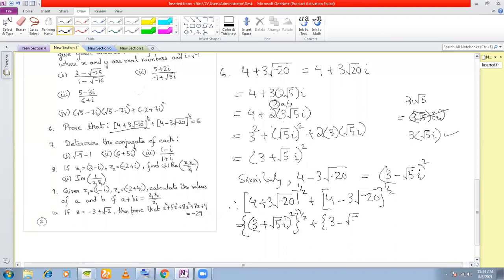3 minus root 5i, which is square, to the power of half. So this becomes 3 plus root 5i plus 3 minus root 5i. So here root 5i will cancel. Your answer is 6. Okay, so I'll stop here.